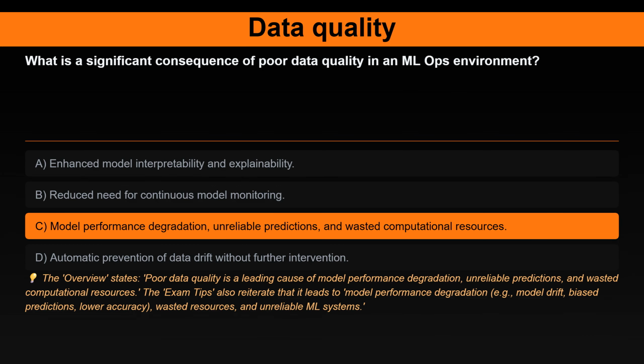The correct answer is model performance degradation, unreliable predictions, and wasted computational resources. Here's the explanation. The overview states, poor data quality is a leading cause of model performance degradation, unreliable predictions, and wasted computational resources. The exam tips also reiterate that it leads to model performance degradation, e.g., model drift, biased predictions, lower accuracy, wasted resources, and unreliable ML systems.